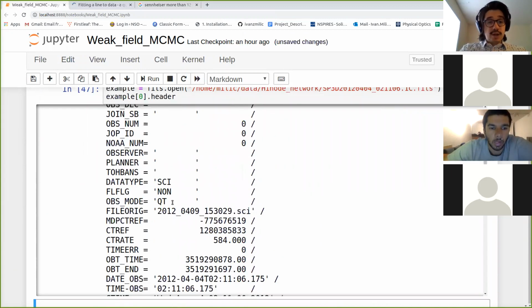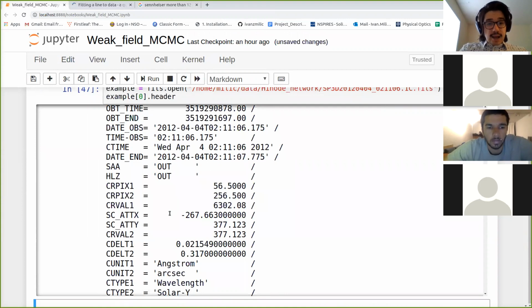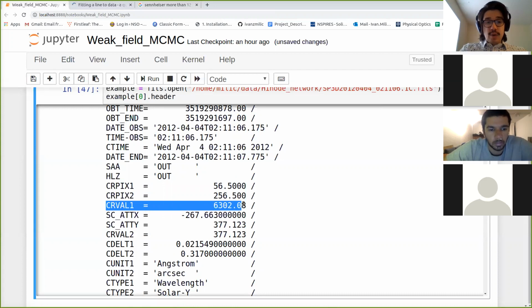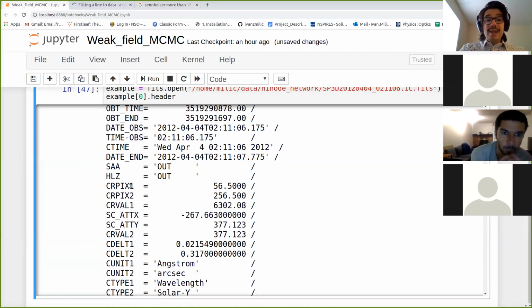What is important for us regarding HINODE? There are these two values. So CRPIX1, which is 56.5, and CRVAL1, which equals 6,302.08. So these two correspond to the index of the pixel.